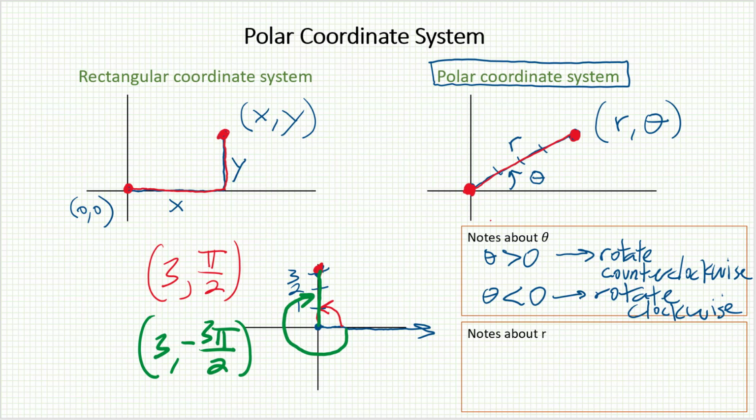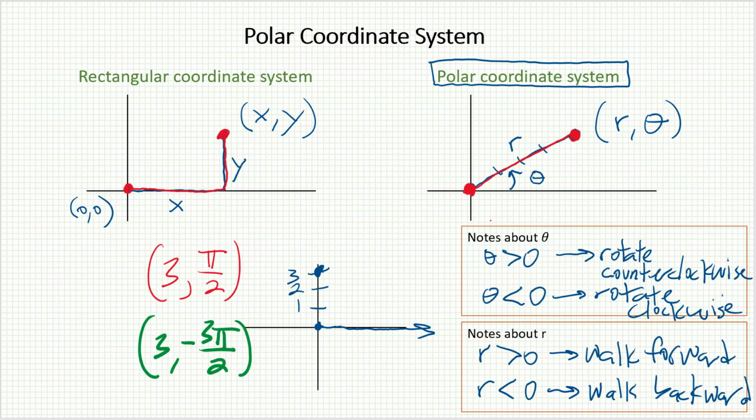What about the r? Well, this is interesting as well. If r is a positive number, which is all we've addressed so far, that means walk forward. That is, face the direction that theta tells you to face and walk forward that many steps. However, if r is a negative number, the way the polar system works is this means walk backward. Well, that means I have even more possible ways of getting to my final destination here. Remember, I start at the origin. I'm facing the positive x-axis.